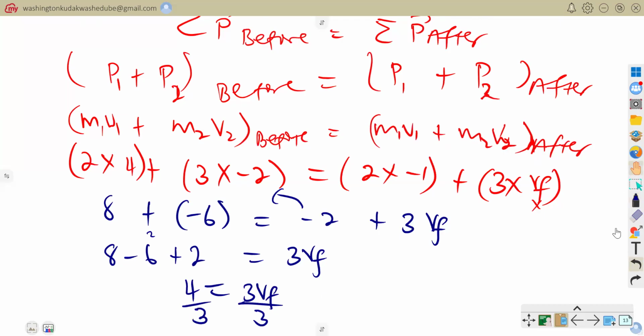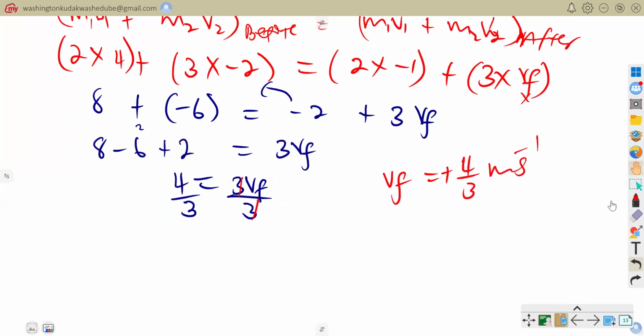So my final velocity here will cancel out. I'll be left with my final velocity being equal to 4 over 3. So you can see that is positive meters per second. So I will simply say that my final velocity is in the opposite direction in which this object was moving. If I just leave it as positive 4 over 3 meters per second, it is already indicating the what? The direction. So remember to indicate direction. So that is our first scenario.